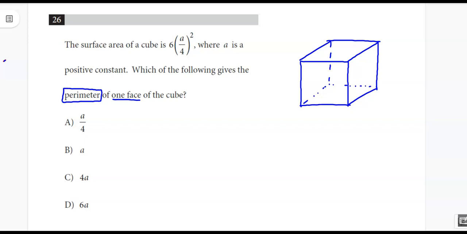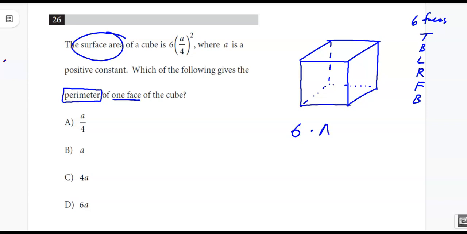And the surface area, well, the surface area is you find the area of every single face of every single side and you add them all together. And there's actually 6 faces here. All right, so we have a top, a bottom, a left, a right, a front, and a back. So there's 6 faces. So to find the total surface area, you do 6 times the area of each individual square.